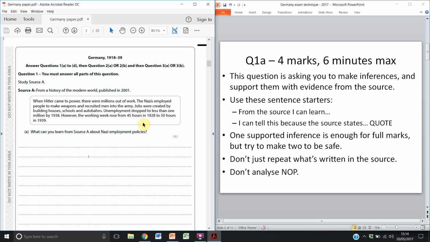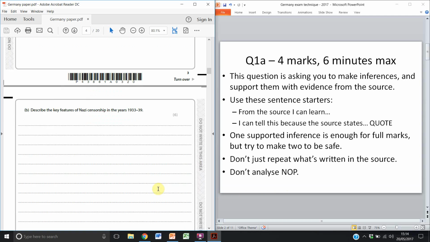Okay? One thing to make sure you don't do is just repeat what's written in the source. If I put, one thing I can learn from source A about Nazi employment policies is that they employed people to make weapons and recruited men into the army, I'm only actually going to get 1 out of 4, because all I'm doing is repeating what's already written, and that's not a high-level skill. Anybody could do that. And the other thing to remember as well, don't waste your time analysing nature, origin and purpose. That's not required. Make your inferences and then move on.